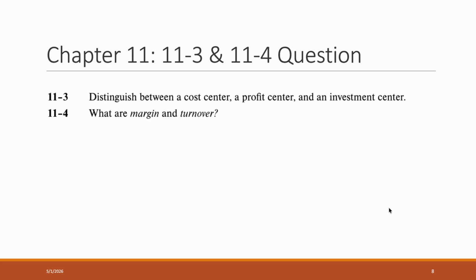Moving into Chapter 11, we'll be looking at 2 conceptual questions and 1 calculation. Starting with the 2 conceptual questions, 11-3 and 11-4. 11-3, distinguish between a cost center, profit center, and an investment center. And 11-4, what are margin and turnover? These are all concepts you will be seeing on the exam, so knowing the definition for all these is very important, as it'll help you not only get the right answer, but just be more efficient in answering all of your questions on the exam. All right, so we'll get into 11-3.